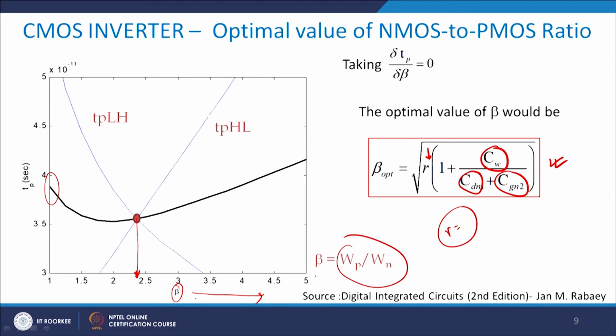For a low value of beta, it is very simple. Since the width of my PMOS is relatively smaller as compared to my NMOS, it is not 3 times, it is less than 3 times. Therefore, the current is very small and therefore the resistance is high, and that is the reason you get a larger TP. And you minimize somewhere around 2.5. Beyond 2.5, your TP HL, high to low, starts to go high, and as a result the overall delay starts to become larger. So if you are biasing your device, please bias it in a manner such that it is approximately 2.5 to 3 times, right.